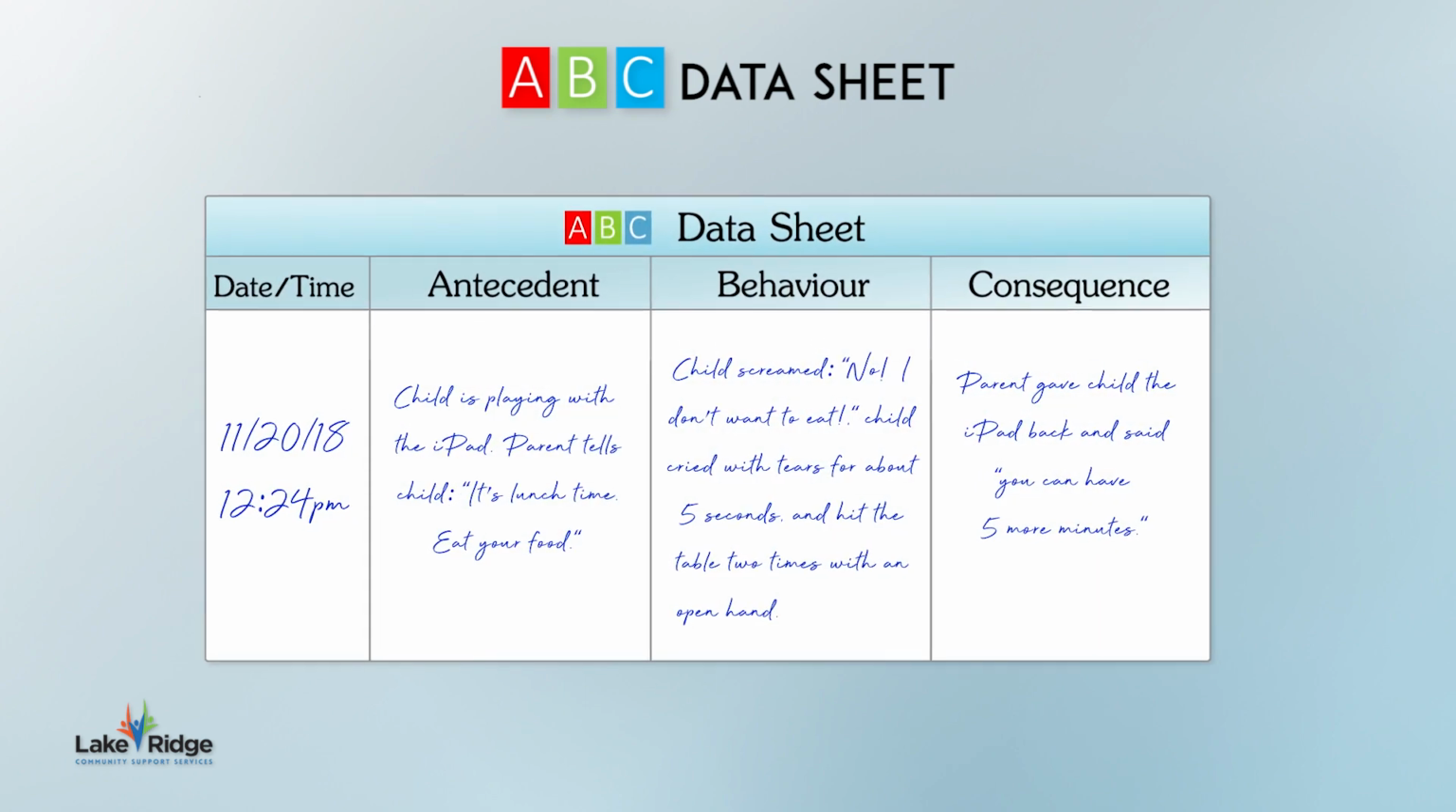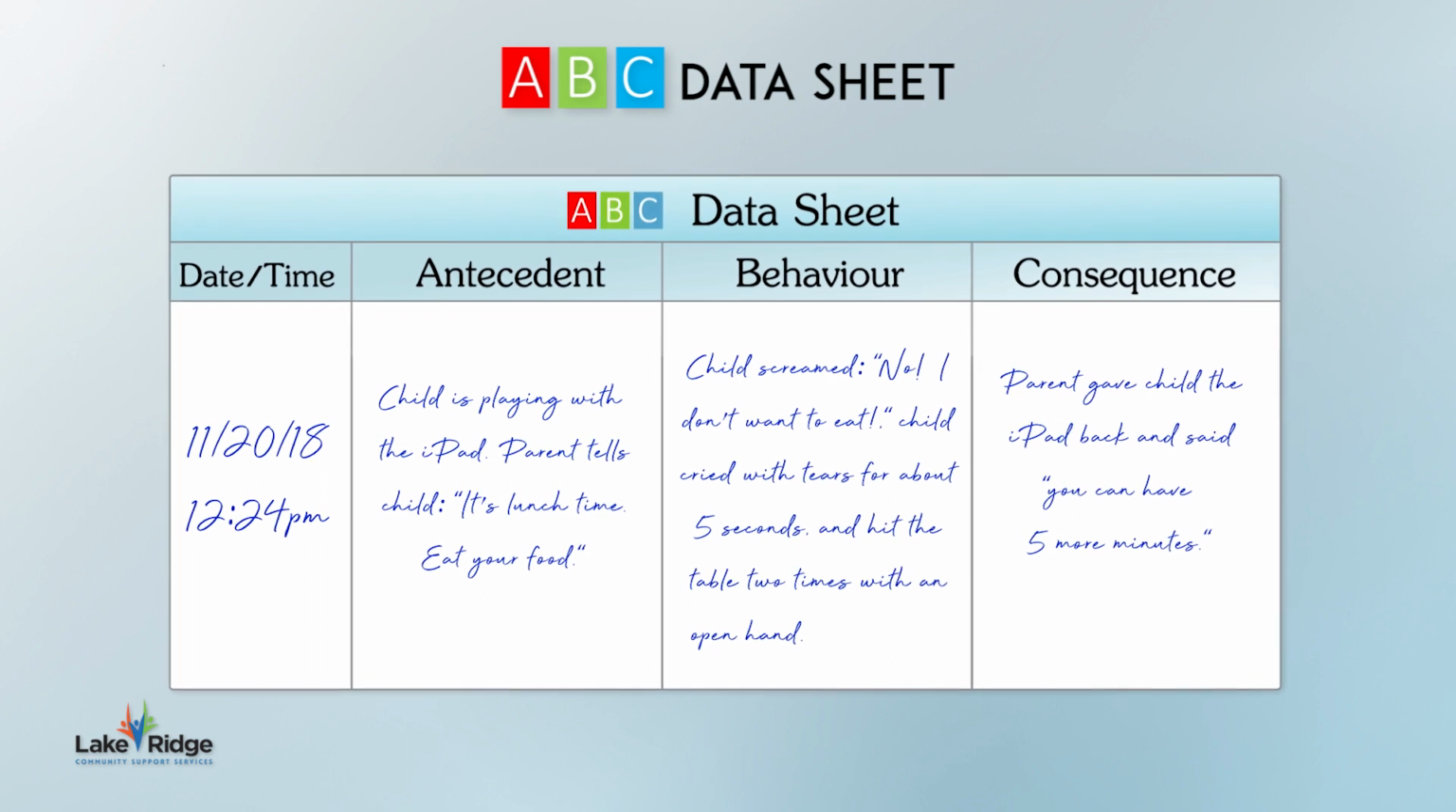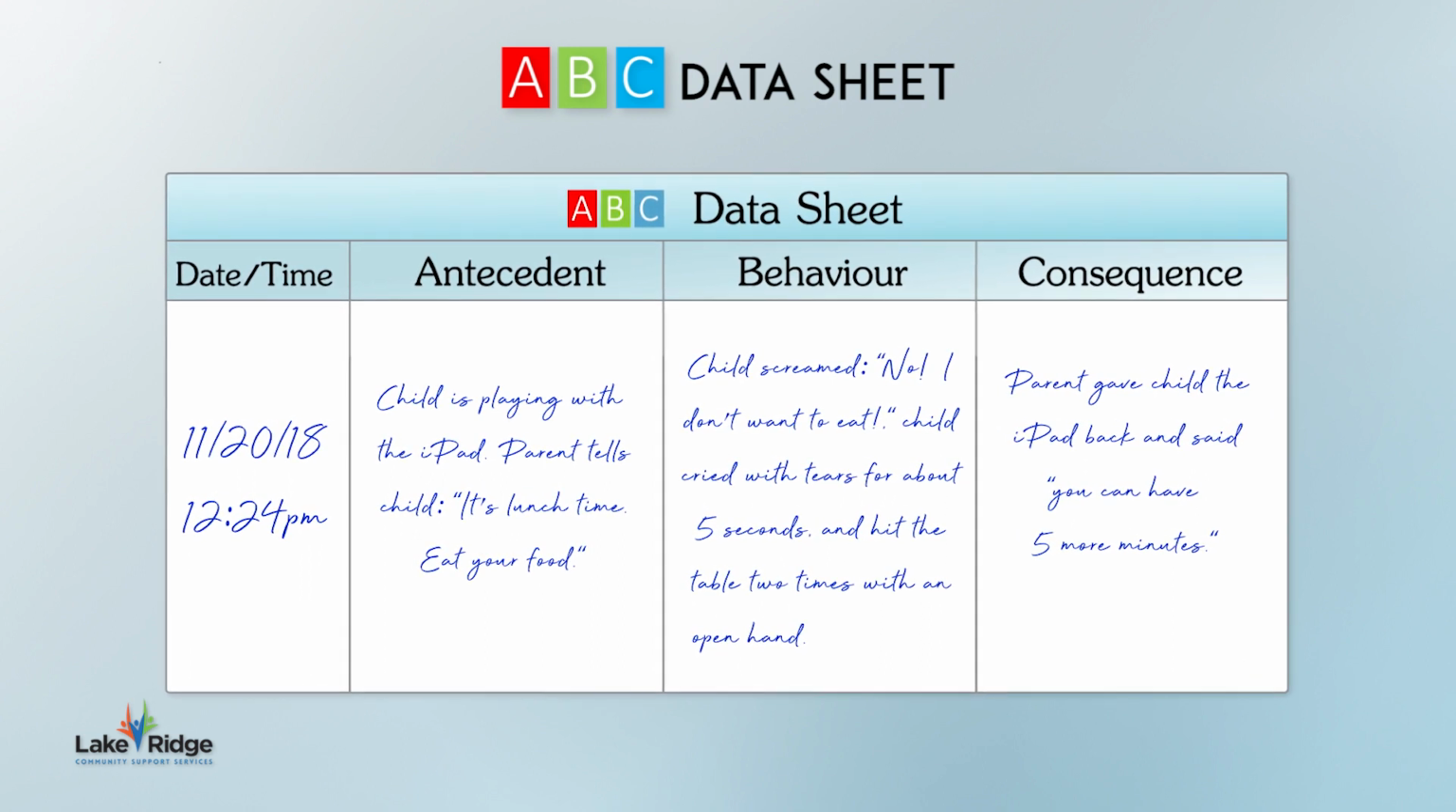By completing an ABC data sheet in this manner, we will be able to see the situations that may lead to behaviors, the behaviors that occurred, and what was done immediately after the behavior. Based on this information, we can develop strategies to decrease undesired behaviors or prevent them from happening.